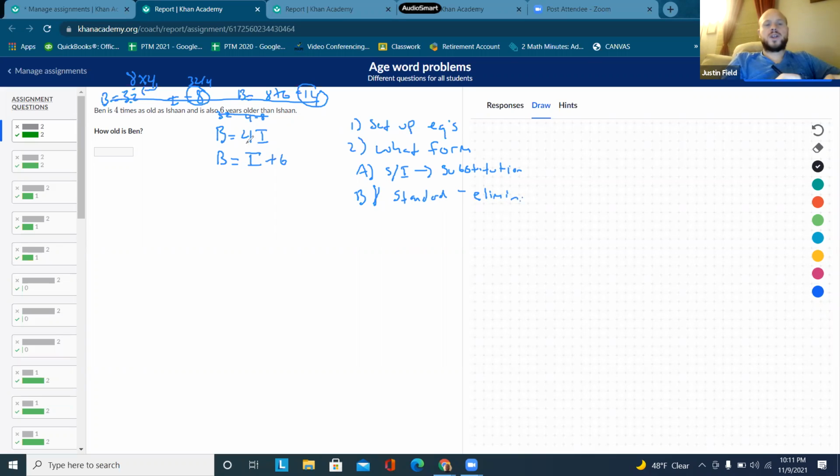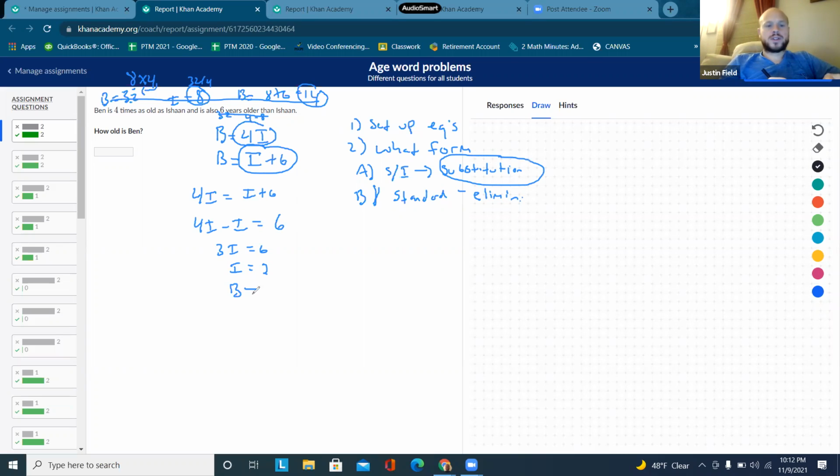Okay, so these are both in slope-intercept form. So I'm going to circle the mx plus b parts, and I am going to write them next to each other. Okay, this is where substitution. So we're using substitution. And then we put our variables on the left and our numbers on the right. So that's going to be 3I equals 6. So I equals 2. So Ishan is 2 years old.